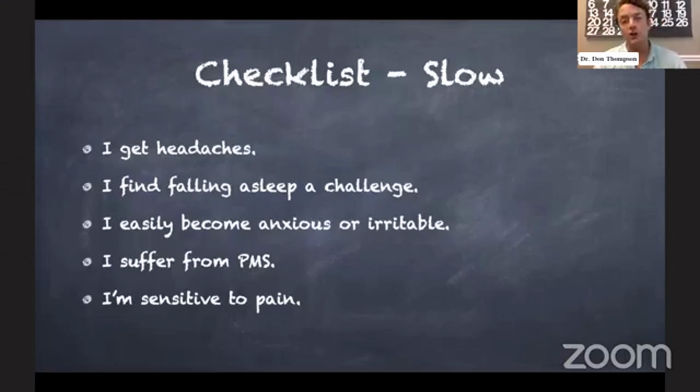So a checklist for the slow COMT: headaches. It means you have a lot of neurotransmitter there, a lot of stimulation. You get headaches, find falling asleep a challenge, are overstimulated, easily become anxious or irritable. Separate from the PMS, that's where we get into the hormonal aspect of this. I'm coming to what we can do with this, but it comes at the end. And sensitive to pain, so you have a low pain threshold. That's really hard to gauge.